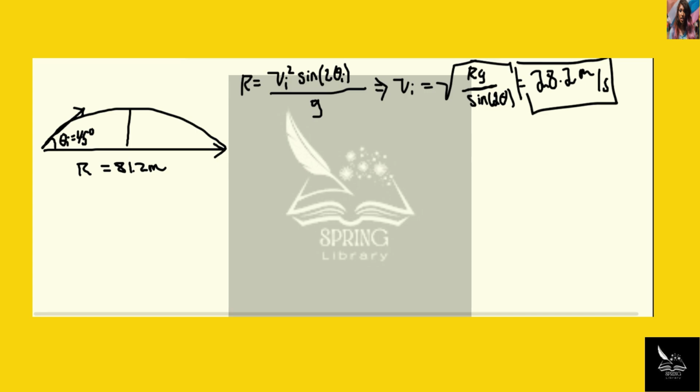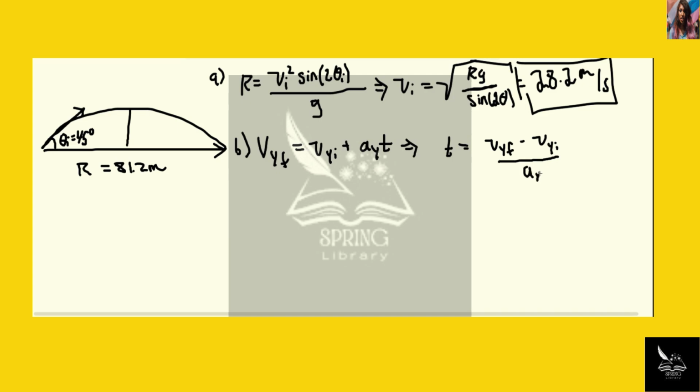Now, if we want to figure out the total time interval that the projectile was in flight, we're going to use another pretty common equation. I'm sure you guys have seen this one before: Vy final equals Vy initial plus acceleration in the y times t. And if we solve this for t real quick, we get t equals Vy final minus Vy initial divided by acceleration in the y direction.